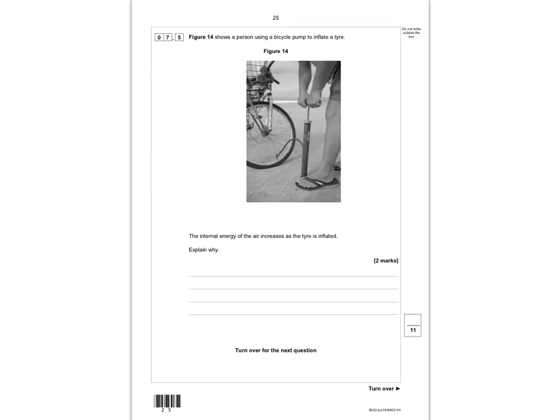The final part of question 7.5 says figure 14 shows a person using a bicycle pump to inflate a tyre. The internal energy of the air increases as the tyre is inflated, and he wants you to explain why. So how I explain this is that as you use a pump, you're doing work to the tyre, basically, so work is done to the air particles in the tyre. This means that the air particles in the tyre are going to gain energy, in particular kinetic energy, and that's going to mean that the temperature inside is going to increase.